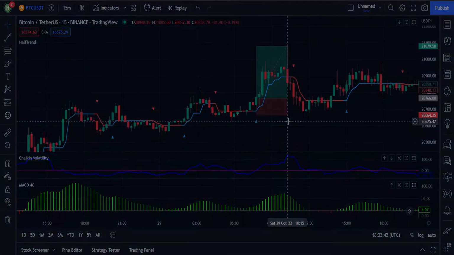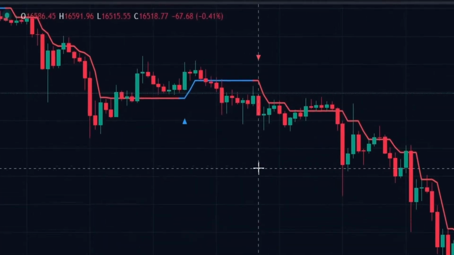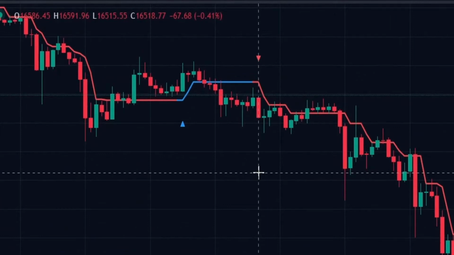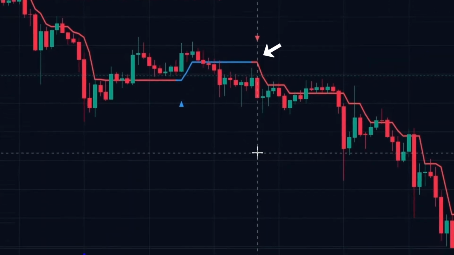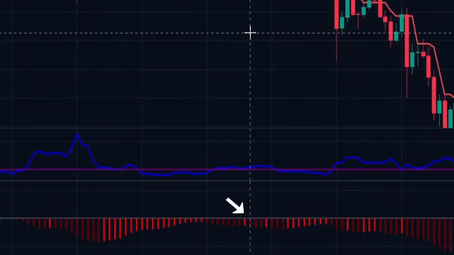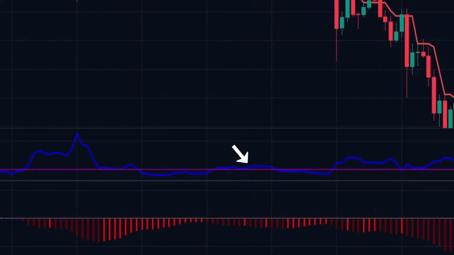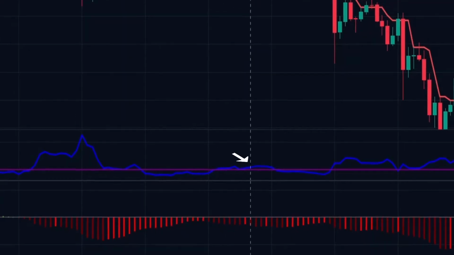trade through this strategy. So for a sell trade, we first need to have a new bearish signal issued by our Half Trend indicator, which is going to be this red arrow. Also, the MACD histogram has to be red. And again, just like with buy trades, our Chaikin volatility indicator has to be greater than 0. We can see we have sufficient volume in the market to go ahead with this sell trade.